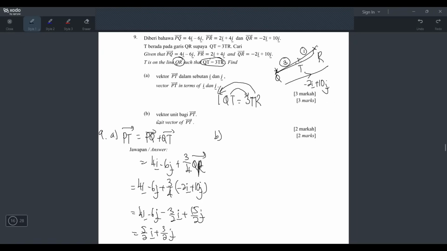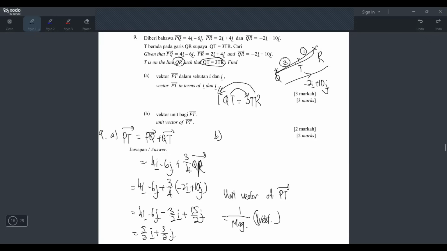Okay, soalan B. Unit vector of PT. So I'll write here unit vector of PT. Hey, wait, I want to ask you, why when I write the unit vector, why not I write up here? Why I leave an empty space here first? Because what's the formula for unit vector? The formula is 1 over magnitude times with the vector.